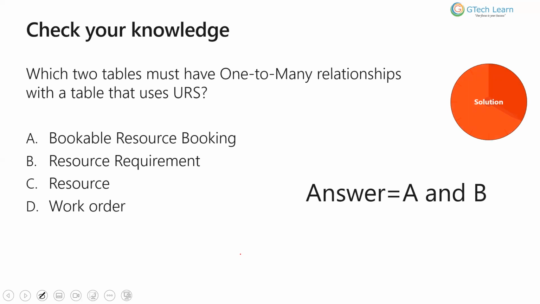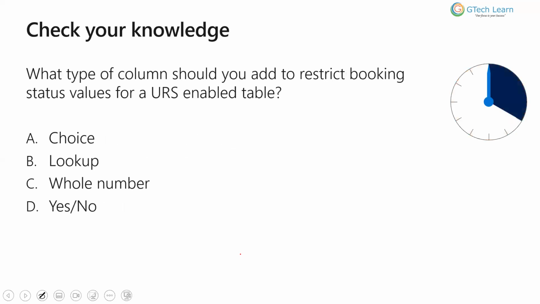Okay, so the correct answer for that question is going to be option A and B, bookable resource booking and resource requirement. Let's get another question now. What type of columns should you add to restrict the booking status values for a universal resource scheduling enabled table? So your options are option A, choice, option B, lookup, option C, whole number, and option D, yes or no. So let's get your answers on the chat and let me start the timer now.